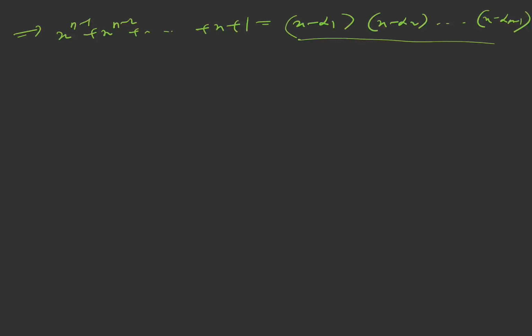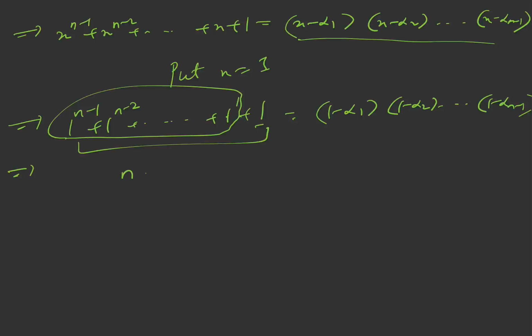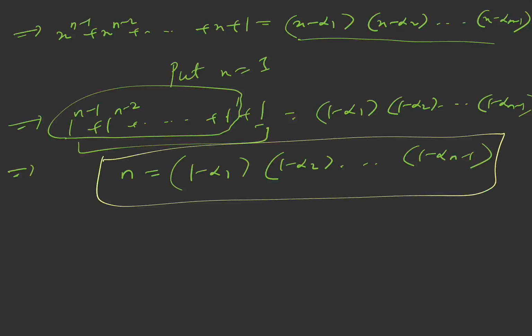Now see, I want 1 minus alpha 1, 1 minus alpha 2 and so on. So just put x is equal to 1 here. So here you have 1 power n minus 1, 1 power n minus 2, so on, plus 1 power 1 plus 1 is equal to 1 minus alpha 1, 1 minus alpha 2, 1 minus alpha n minus 1. So this is nothing but equal to n, right? So these are n minus 1 terms and this is 1. So n is equal to 1 minus alpha 1, 1 minus alpha 2 and 1 minus alpha n minus 1. So this is what you were asked to prove.